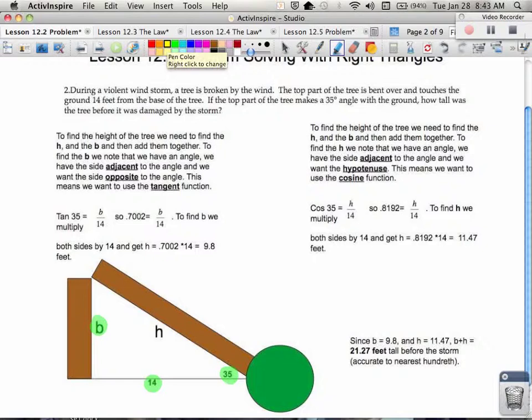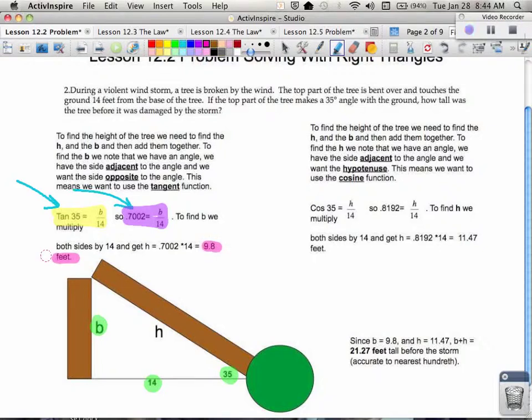So I set up my equation, tangent of 35 degrees equals b over 14, highlighted in yellow. After I do that, I type the tangent of 35 degrees into my calculator, and I find out that's 0.7002. I now have my next equation set up, which is that 0.7002 equals b over 14. And since my variable is on the top, I multiply the 14 by the 0.7002, and I find out that b, or the trunk part, is 9.8 feet.